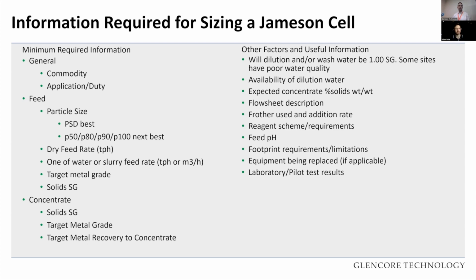Flow sheet description always helps if there's any considerations that need to be made upstream and downstream for the sizing. Frother used can be useful for us to know. We've got a database now of frothers that have been used and worked well or not worked so well in the Jameson cells. So it just gives us that initial conversation, or we can highlight any issues that may be seen with frother, or reagents as well, and pH.